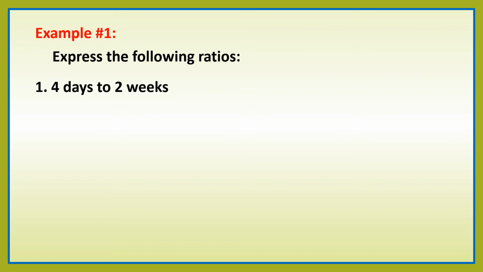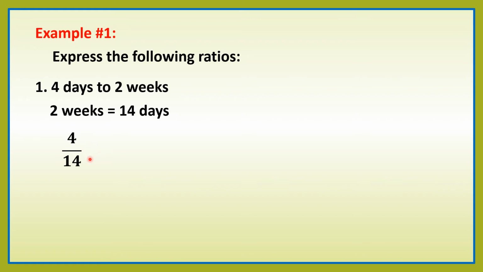For example, express the following ratios. Number 1, 4 days to 2 weeks. So we have here days and weeks. So magkaiba sila ng units. So kinakailangan, they have the same units para ma-express natin ang ratio. So yung weeks dito, i-convert natin yan into days. In every 1 week, meron tayong 7 days. So kung 2 weeks siya, therefore that is 14 days. So we have here 4 days and 14 days.